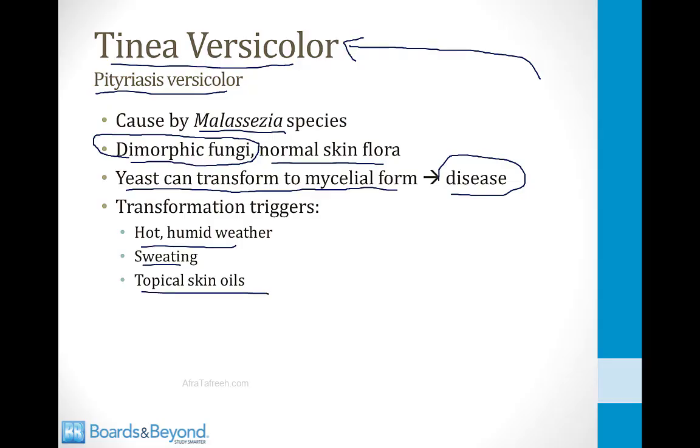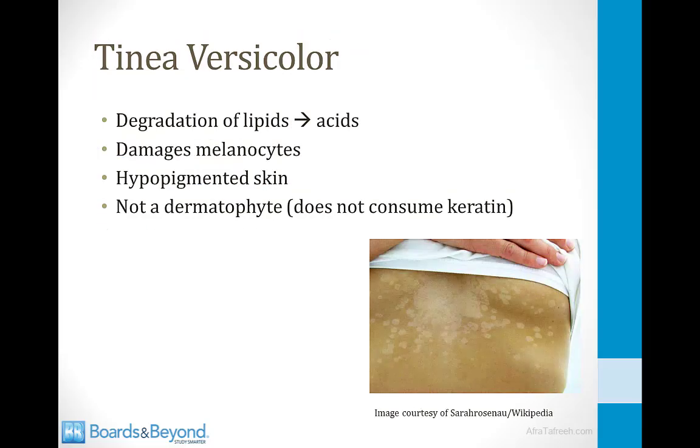So as you can imagine, people that come back from a tropical vacation to the beach are at risk to develop tinea versicolor. What this fungi does is it degrades lipids and they turn into acids, and these acids can damage melanocytes, and the result is hypopigmented skin. This is a picture of tinea versicolor down here. And remember what I said before, it's not a dermatophyte because it does not consume keratin.